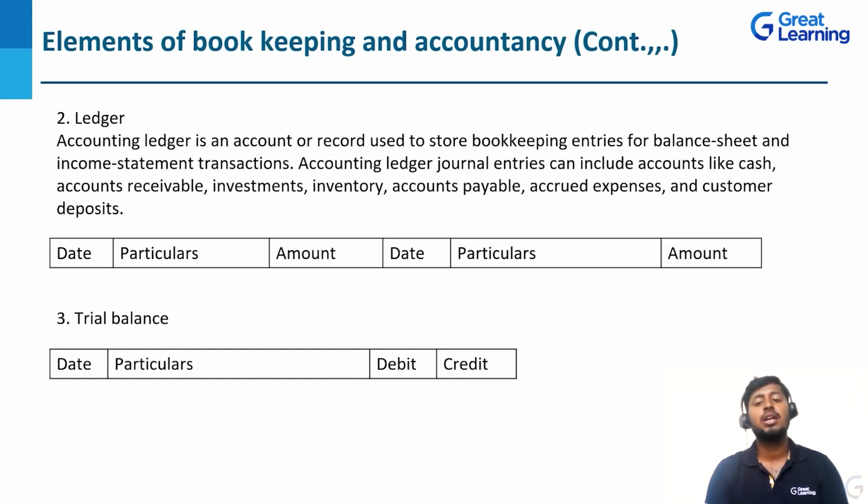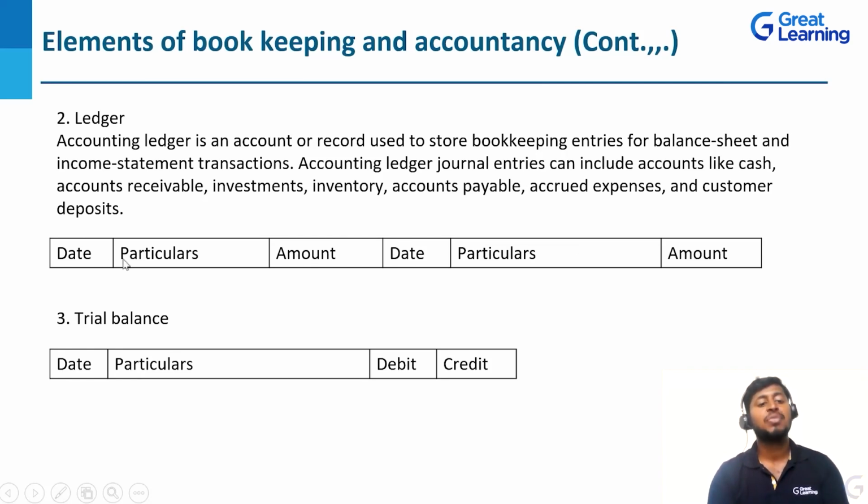So accounting ledger journal entries can include accounts like cash account, receivables, investments, inventory, accounts payable, accrued expenses, and customer deposits. So these are the individual accounts they are going to maintain in the organization. So ledger is nothing but, whatever journal entry we have passed, for all the journal entries, individual ledger accounts will be opened, and for that we are going to calculate the opening balance and the closing balance in the ledger account. So individually, like for cash, they are going to maintain this ledger account.